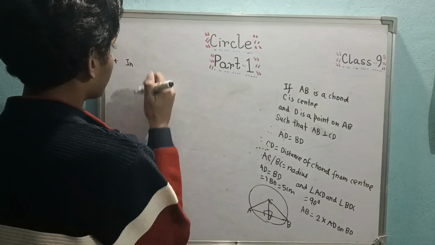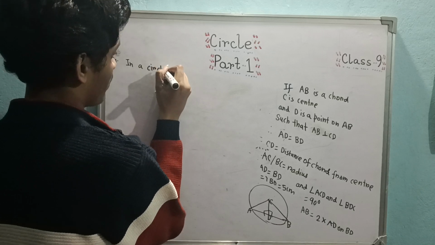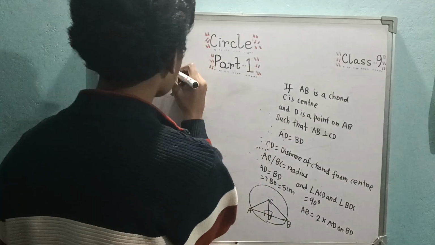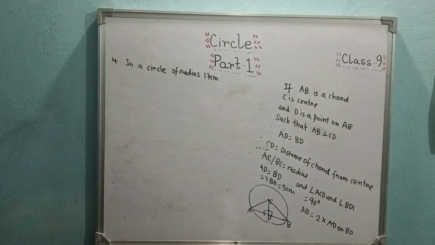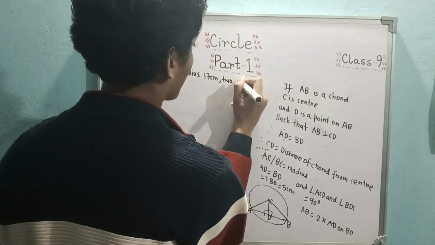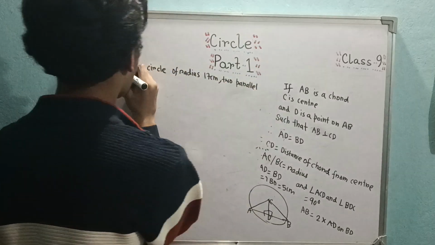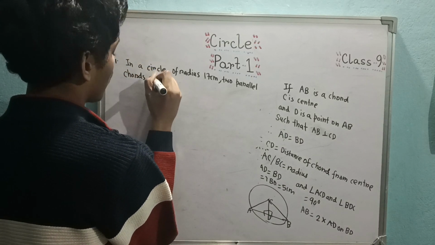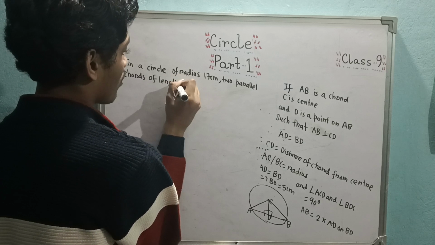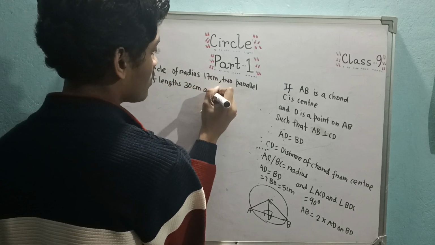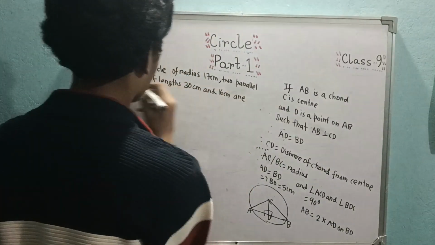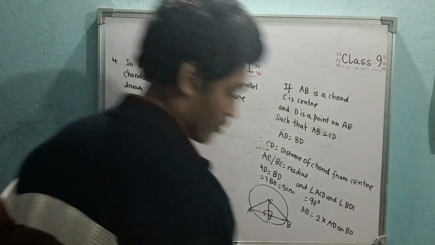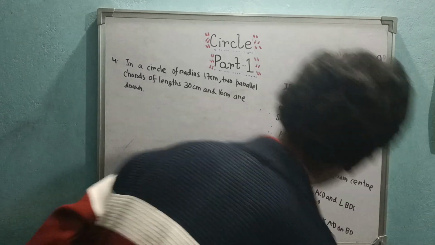In a circle, now a figure is not given, but many kinds of data are given. Radius 17 centimeter. Two parallel chords of length 30 cm and 16 cm are drawn. Find the distance between the chords.